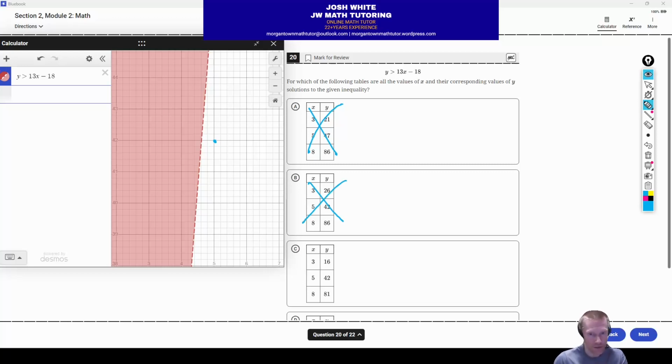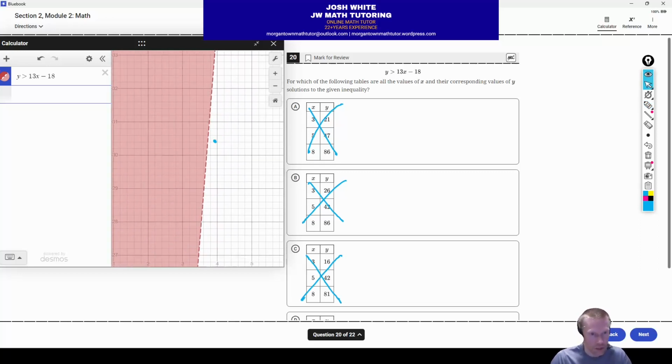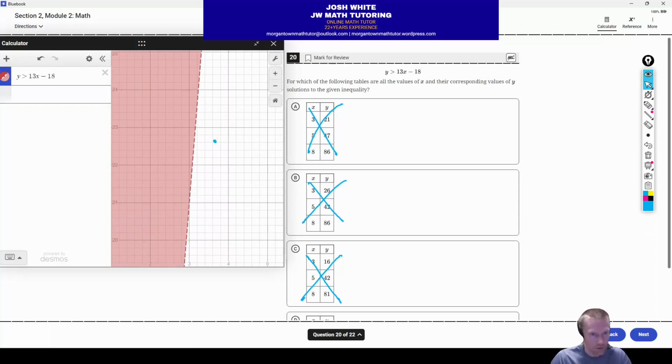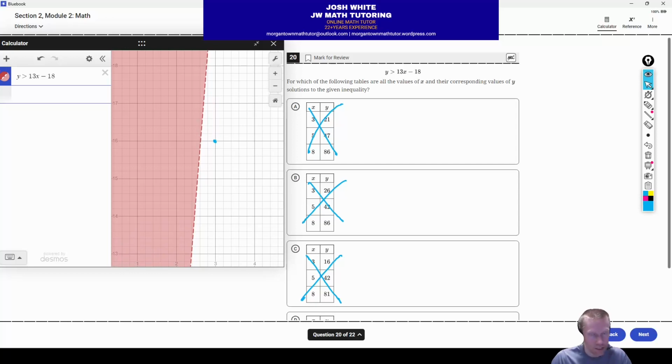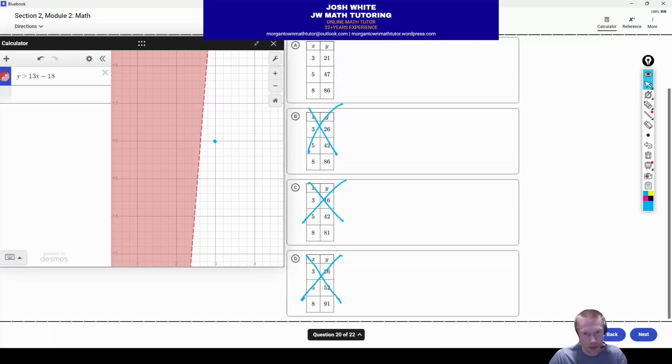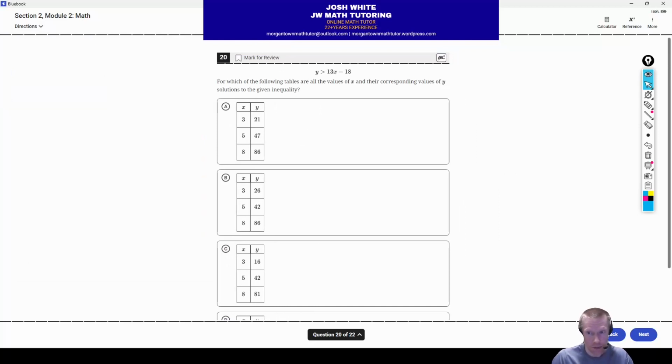321 doesn't work, so obviously for C, 316 is not going to work either. If you're not sure, we could just scroll down, place it on, there we go, 316, not a solution. So again, by process of elimination, it's going to be letter D. 326 we already looked at. You can see 552 and 891. They're both going to be in the solution set, above the line. So again, correct answer for this one's going to be letter D.